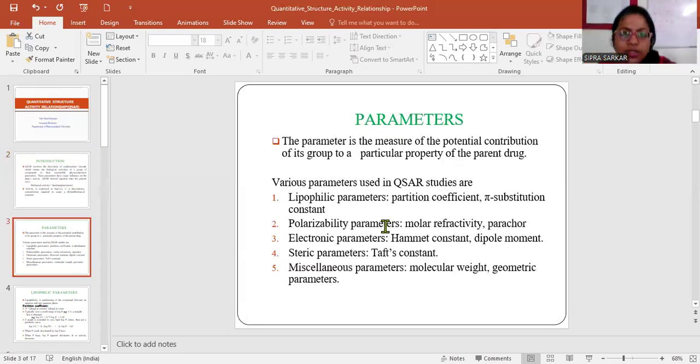Next, I'm going to the parameters. The parameter is the measure of the potential contribution of its groups to a particular property of the parent structure. Various parameters used in QSAR are lipophilic parameters, that is the partition coefficient or pi substituent constant. Then polarizability parameters like molar refractivity, parachor. Electronic parameters, that is the Hammett constant and dipole moment. Then steric parameters, that is the Taft parameter. Then miscellaneous parameters: molecular weight and geometric parameters. Now we will be discussing one by one.